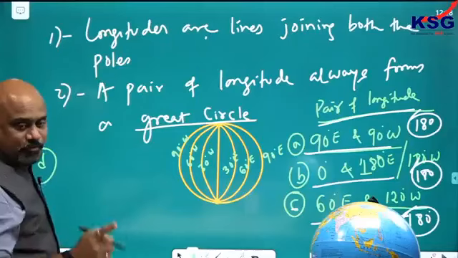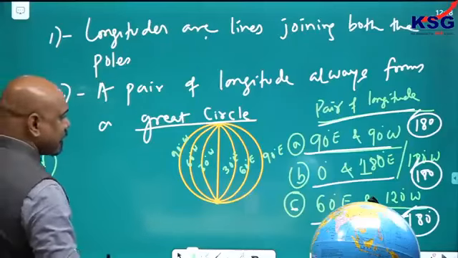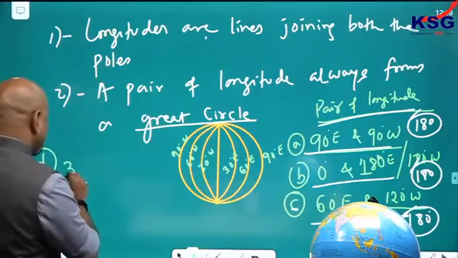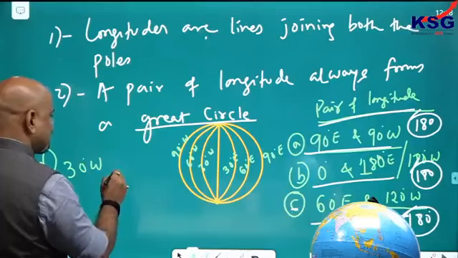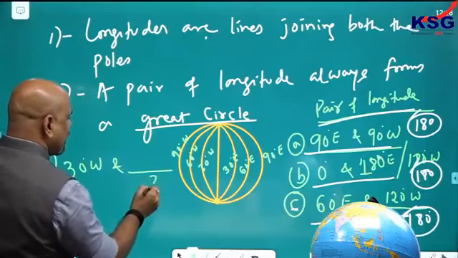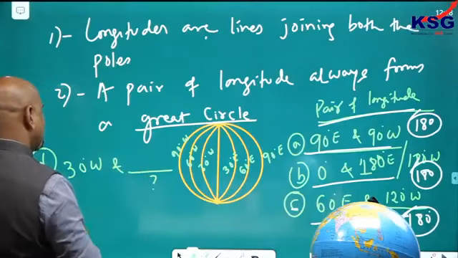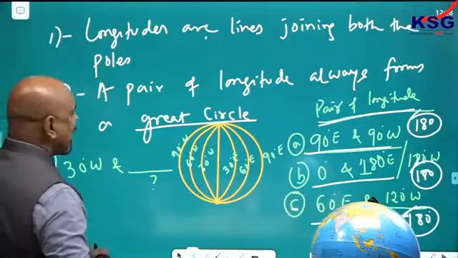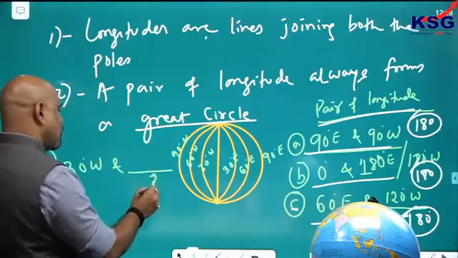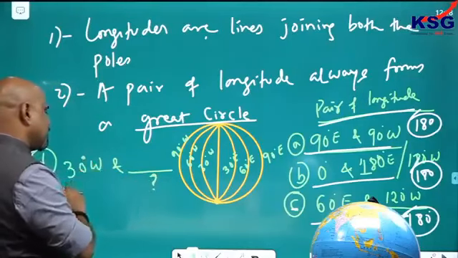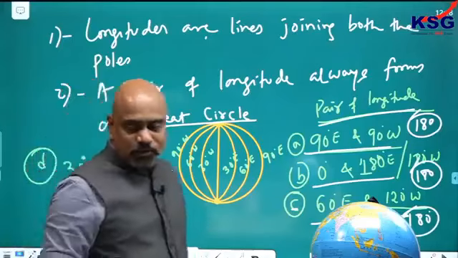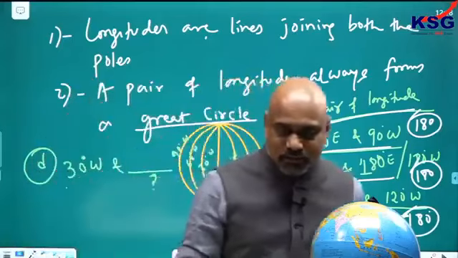Now D, another question I am giving, to all of you here. 30 degree west, and what will be the value for this to have a pair of longitude? उसका opposite pair क्या होगा? 30 degree west opposite pair will be how much? Now give me this answer at least.